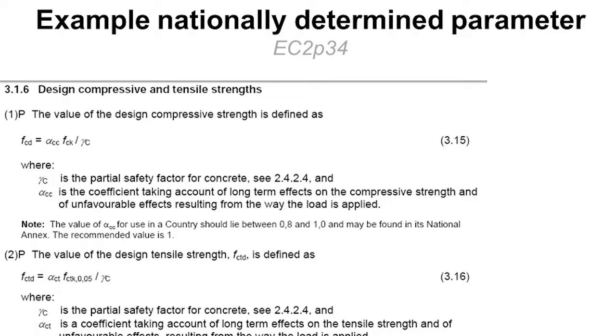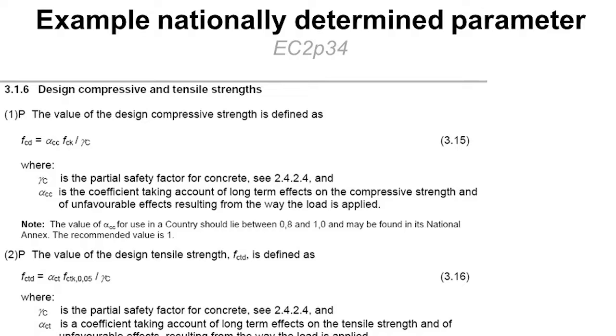Then you've got this other alpha cc, where because we test our concrete within 28 days, how does that relate to a concrete structure that's been around 100 years? So they've also got this factor alpha cc, and what are the values of these? We know where to go for gamma c. We go to that clause, and it says alpha cc is blah, blah, blah. Note the value of alpha cc for use in a country should lie between 0.8 and 1.0. They don't use decimal points in Europe, so wherever there's a comma, it's a decimal point.